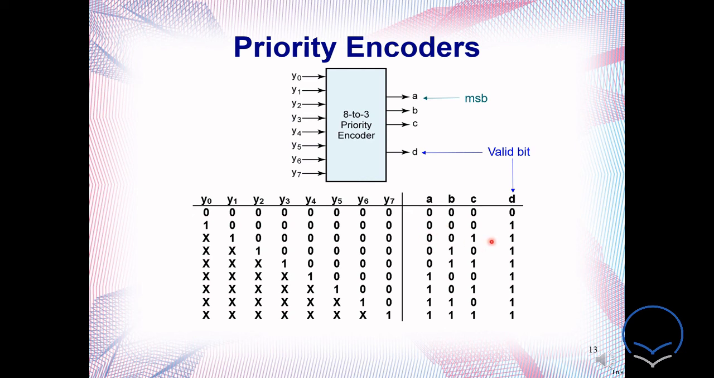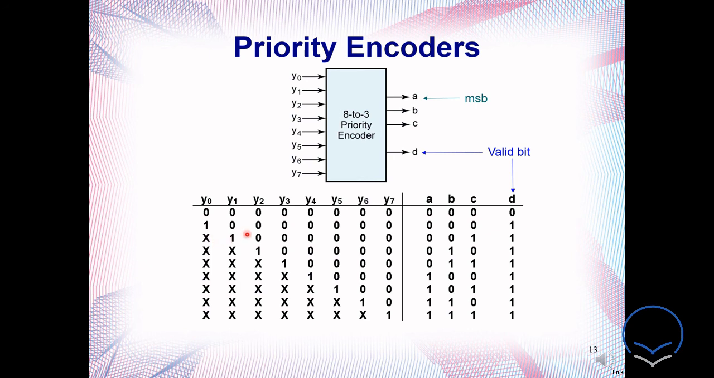Say if you have 0, 0, 0, it's selecting Y0. If 0, 0, 1, Y1. If 0, 1, 0, Y2, something like this. If 1, 1, 1, then Y7. Now look here. For 0, 0, 0, we are selecting Y0. For 0, 0, 1, we are selecting Y1. But what happens with Y0? If your Y0 is 1, what will happen? Or if your Y0 is 0?